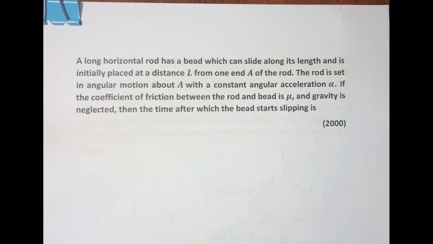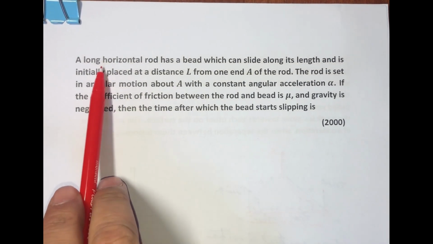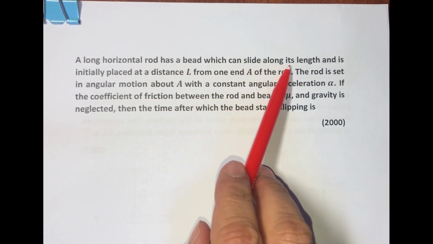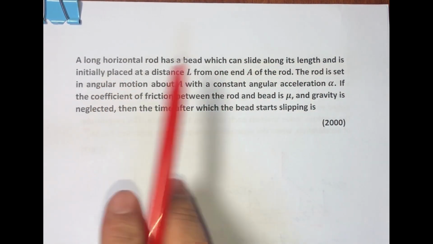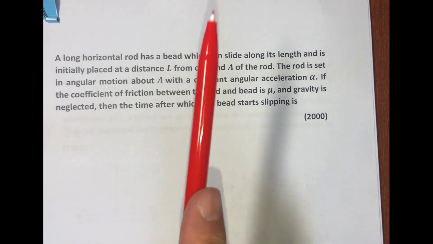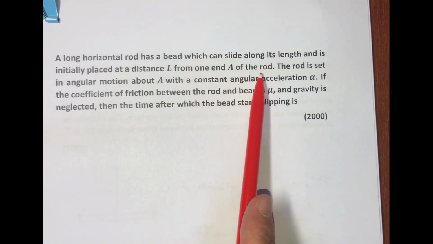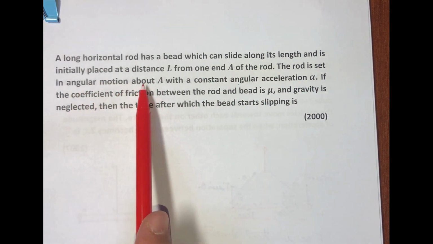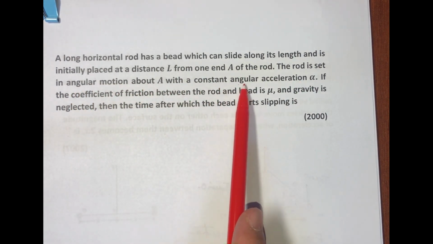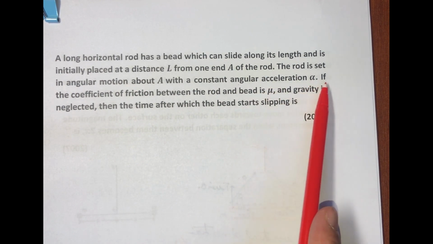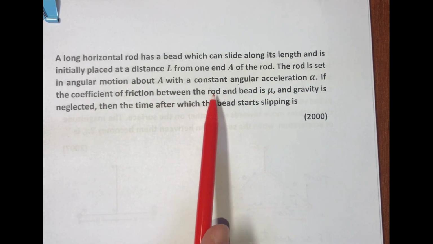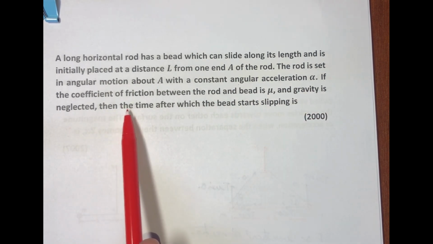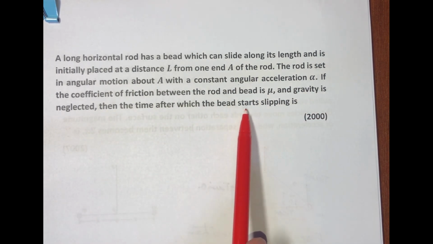Hello friends, in today's question, a long horizontal rod has a bead which can slide along its length and is initially placed at a distance L from end A of the rod. The rod is set in angular motion about A with a constant angular acceleration alpha. If the coefficient of friction between the rod and the bead is mu and gravity is neglected, then the time after which the bead starts slipping is.